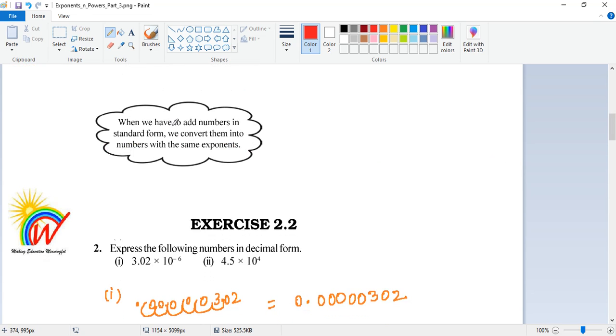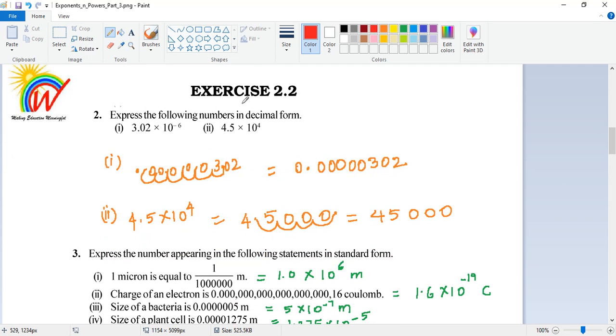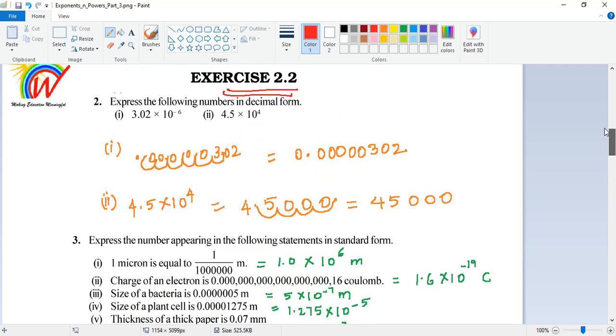When we have to add numbers in standard form, we convert them into numbers with the same exponent. So we will see what it actually means with the examples. Now here you see we come to exercise 2.2. I'll show you how to do the problems here.